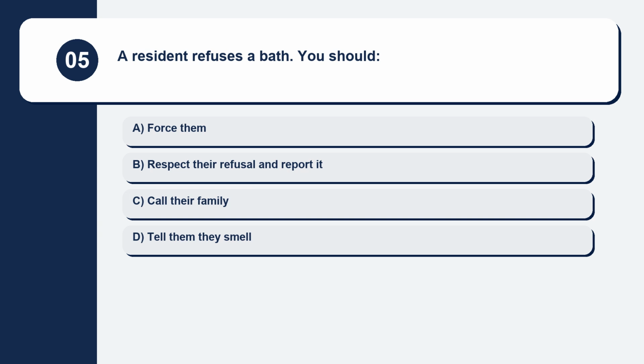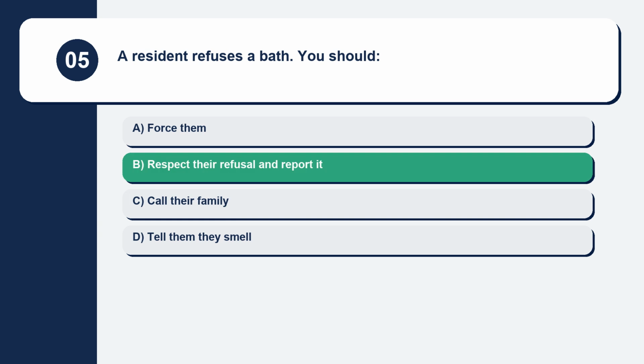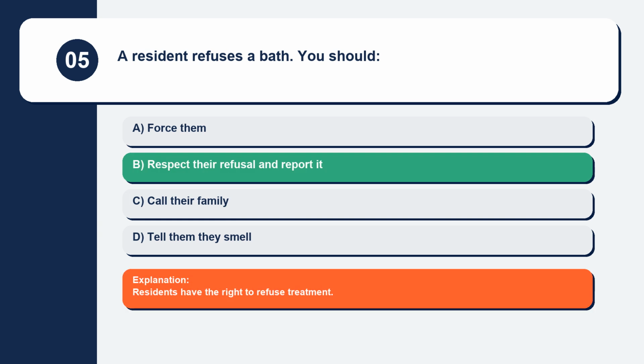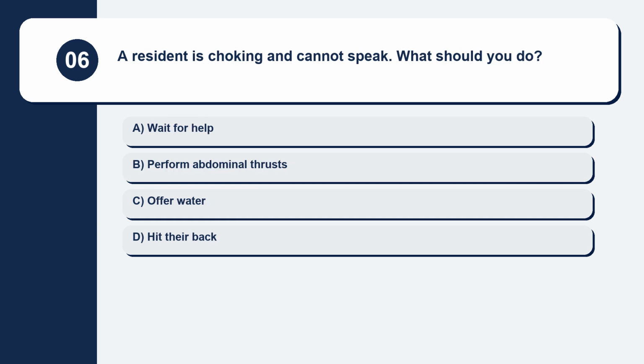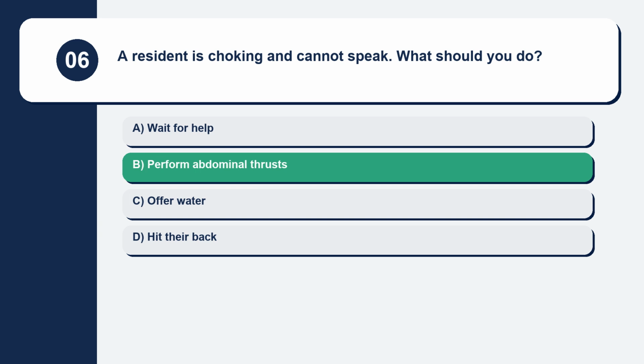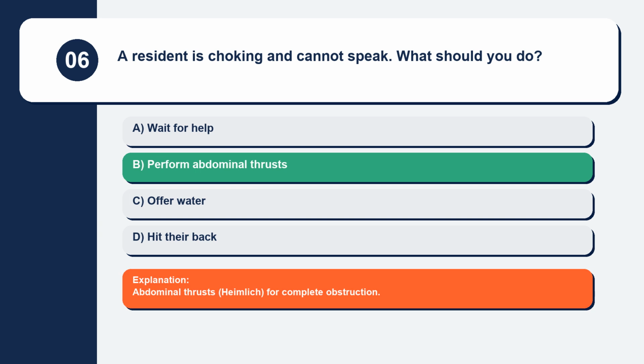Question 5. A resident refuses a bath. You should force them, respect their refusal and report it, call their family, tell them they smell. Residents have the right to refuse treatment. Question 6. A resident is choking and cannot speak. What should you do? Wait for help, perform abdominal thrusts, offer water, hit their back. Abdominal thrusts, the Heimlich, for complete obstruction.